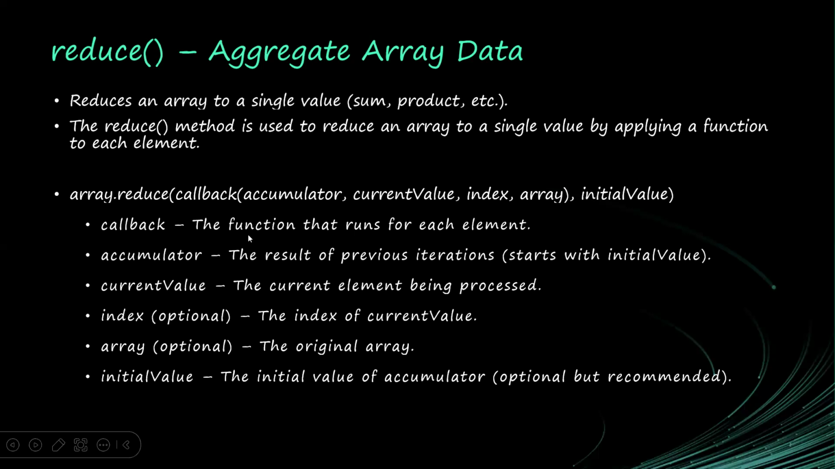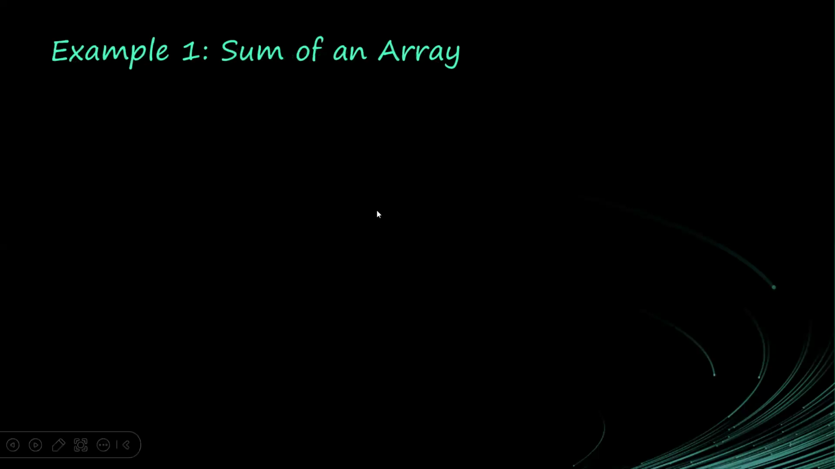The callback function is the function that runs for each element. The accumulator is the result of the previous iteration. So it starts with the initial value, if you give it an initial value. The current value is the element that is being processed, and the rest is here. So let's take a look at some examples.